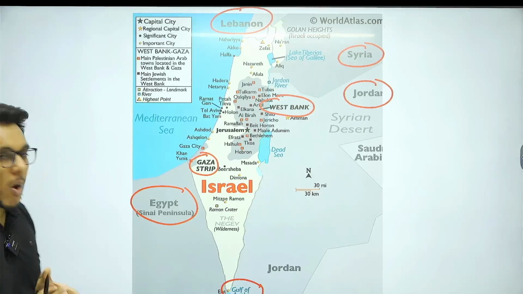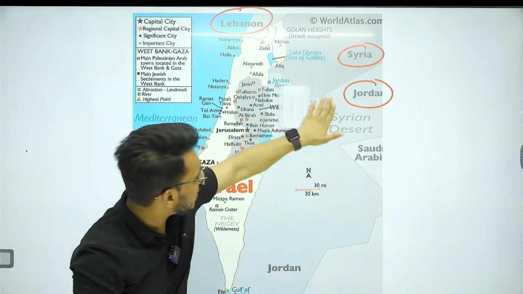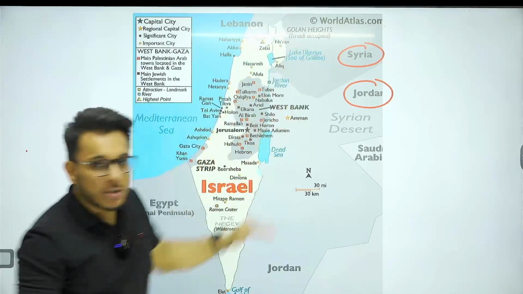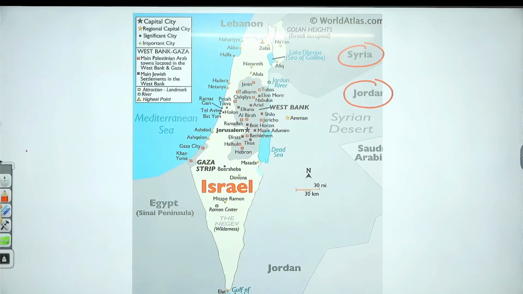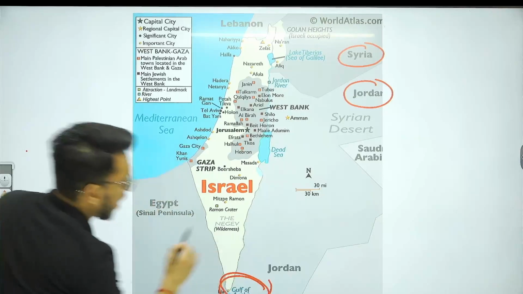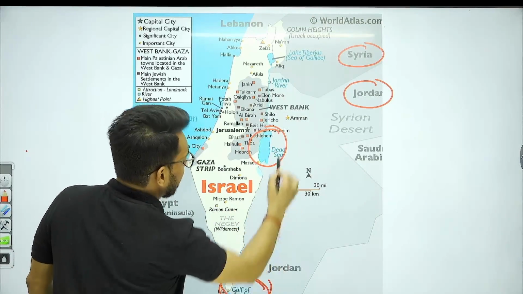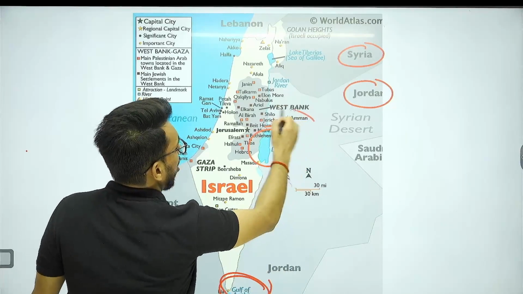Now, some important water bodies that we have. When we talk about water bodies, we are going to start from south and will go to north. So, in south, the southernmost water body is Gulf of Aqaba. Then here we have Dead Sea. Then here we have Jordan River.